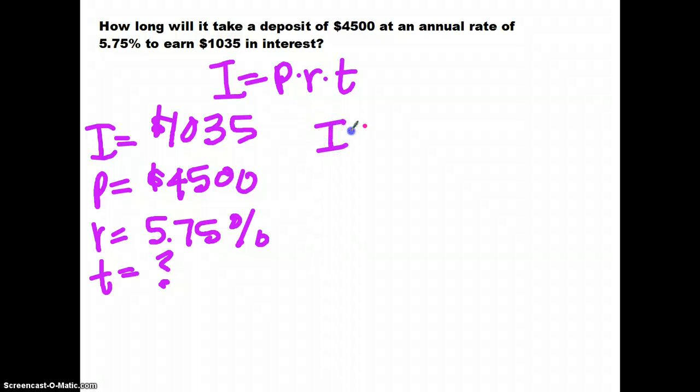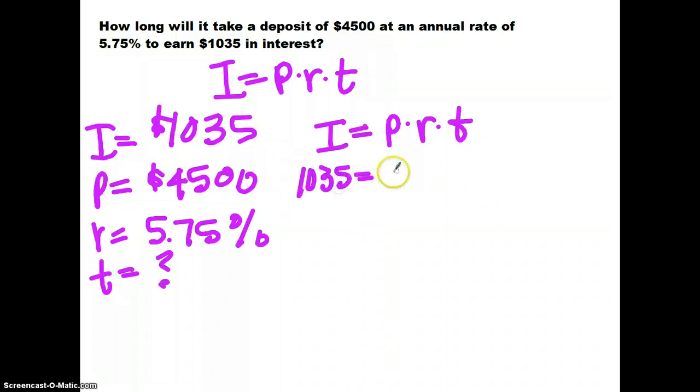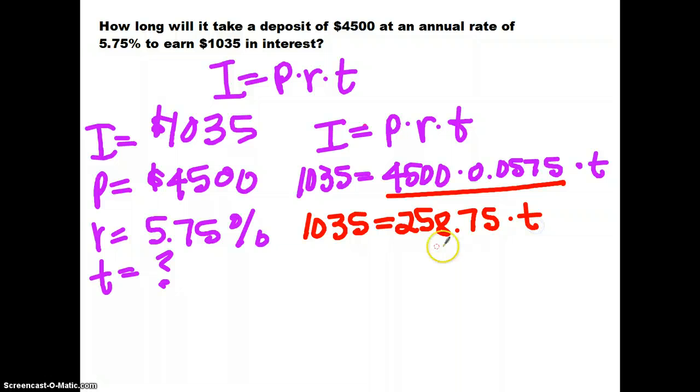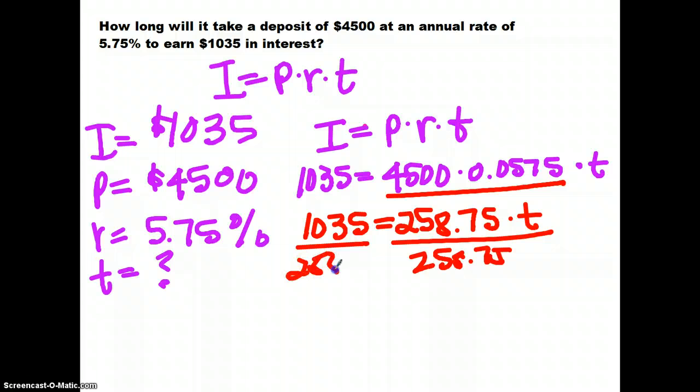So I take I equals P times R times T. 1035 equals 4,500 times my rate as a decimal, which is 0.0575, times T. Then I need to multiply what's next to the T before I can start dividing. So I have 1035 equals 258.75 times T. Divide both sides by 258.75, and I get T is 4 years.